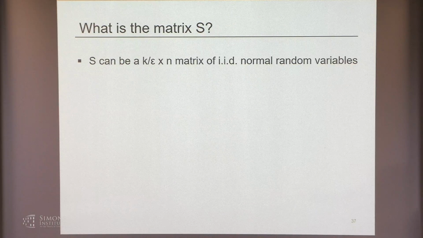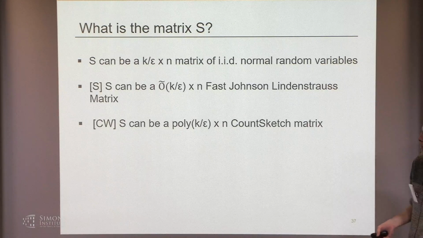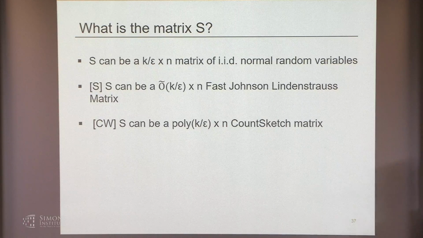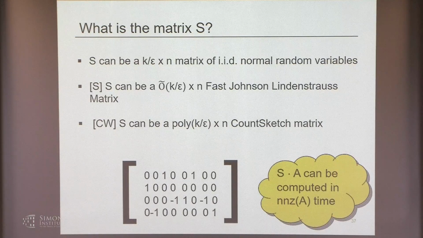Okay, first, what is the matrix S? All the usual matrices will work. A matrix of iid normal random variables with roughly k over epsilon rows turns out to work. Or a fast Johnson-Lindenstrauss matrix, an example is the subsampled randomized Hadamard transform we saw, again with roughly k over epsilon rows. That works. Or this CountSketch matrix works, but now you need a larger number of rows, which I've written as a polynomial in k over epsilon. The precise dependence is k squared plus k over epsilon, if you're interested. And remember, these were these sparse matrices.